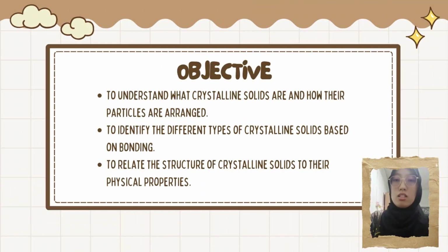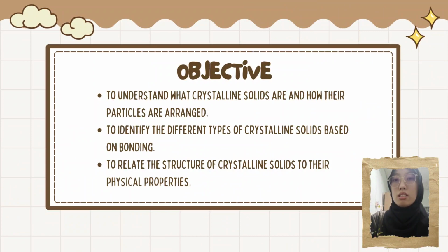shape. The second objective is to identify the different types of crystalline solids based on bonding. This objective focuses on showing how crystalline solids can be classified depending on the forces holding their particles together. For example, diamond is a covalent crystalline solid where carbon atoms are strongly bonded, making it extremely hard.